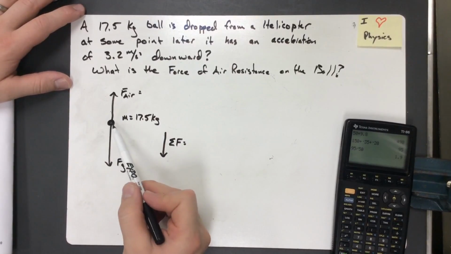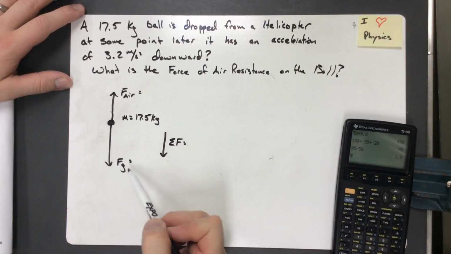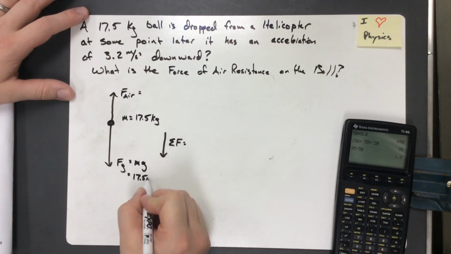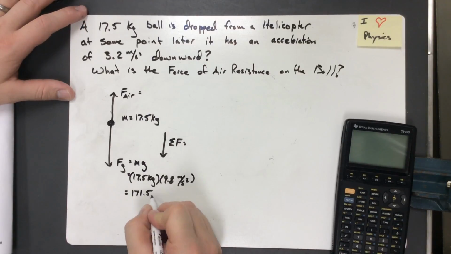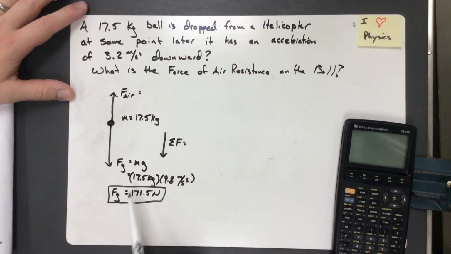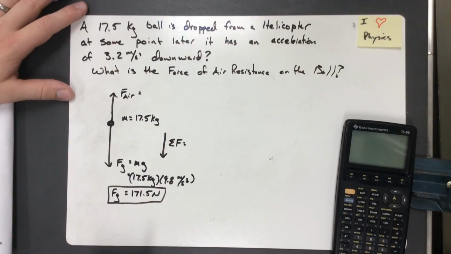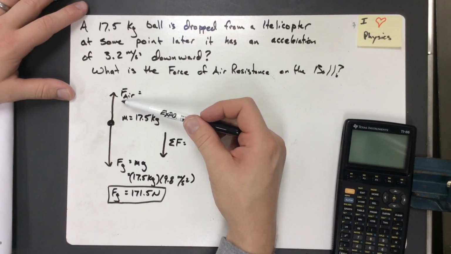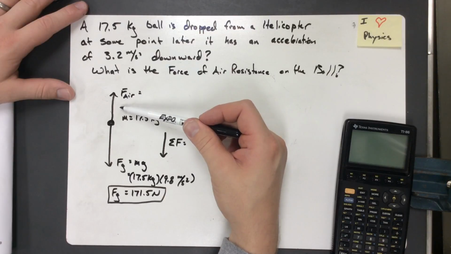Now you'll notice that I drew it in such a way that the ball is going down, so we have a very large force of gravity, which we can go ahead and figure out right now. Knowing that the ball is being pulled down by gravity, if it has a mass of 17.5 at 9.8 meters per second squared, this would give us a force of gravity of 171.5. Now you'll notice that I drew the air resistance arrow a little bit smaller. Now why did I do this?